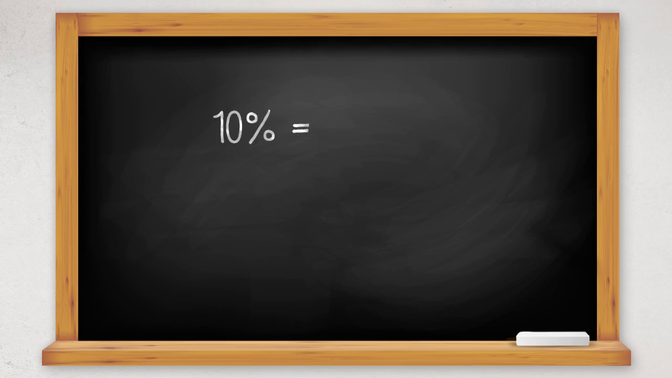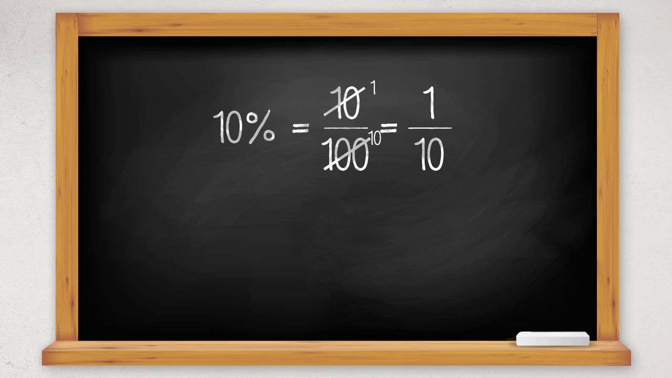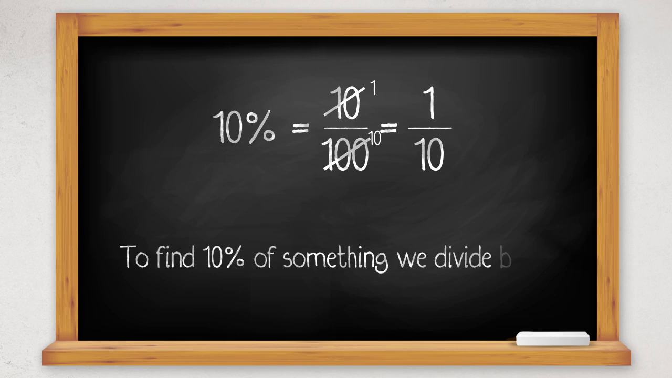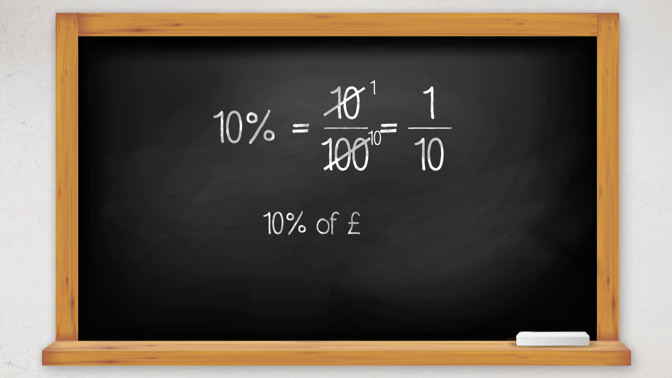10% means 10 out of 100, and that fraction cancels down to 1 over 10, or 1/10. So to find 10% of something, we divide by 10. To find 10% of £400, we divide 400 by 10, which is £40.